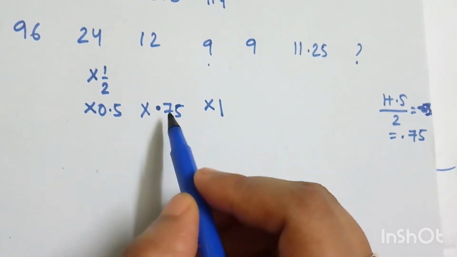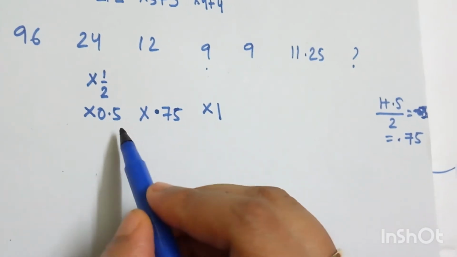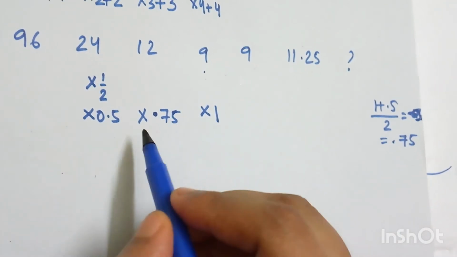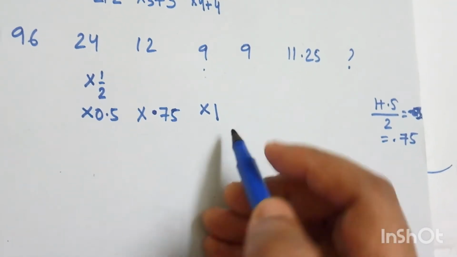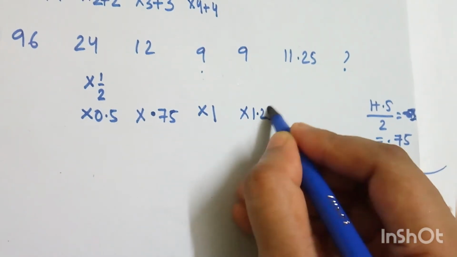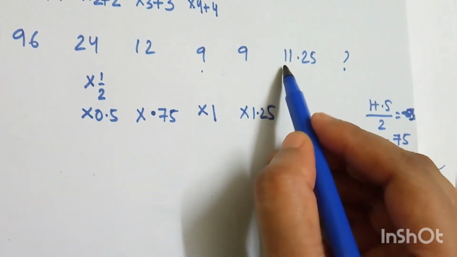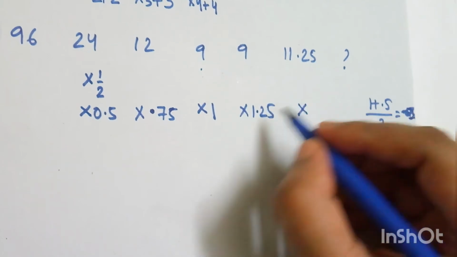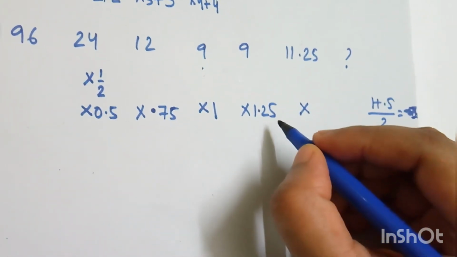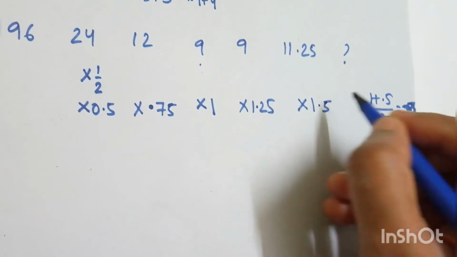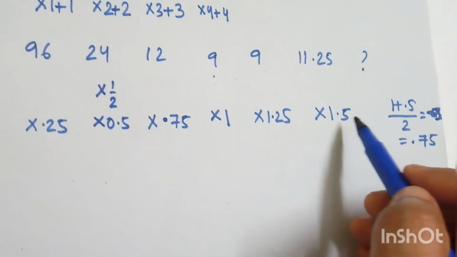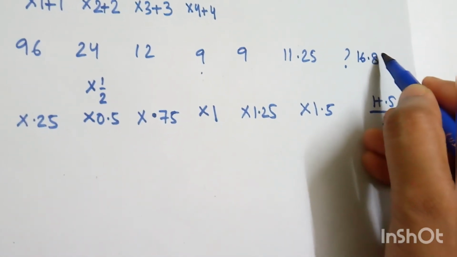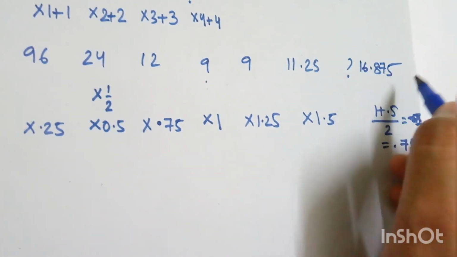So the difference is 0.25. So 0.5 plus 0.25 equal to 0.75. 0.75 plus 0.25 equal to 1. 1 plus 0.25 equal to 1.25. So 9 into 1.25 you will get 11.25 and 11.25 into what? 1.25 plus 0.25 you will get 1.5. So 11.25 into 1.5 it will be 16.875. This will be the answer.